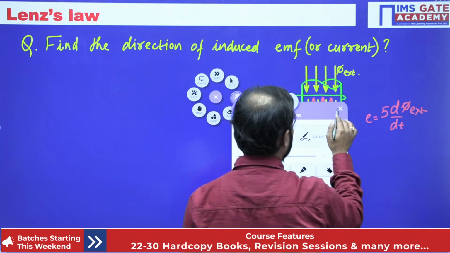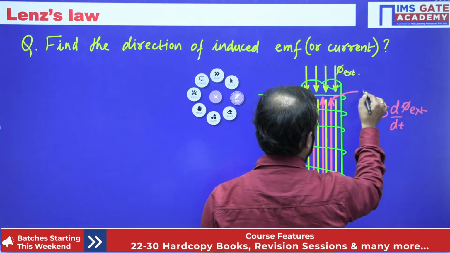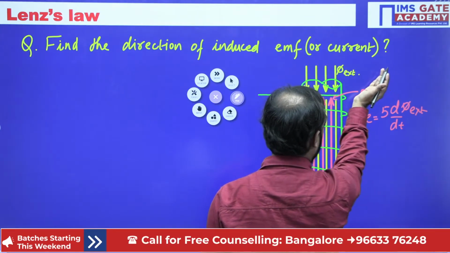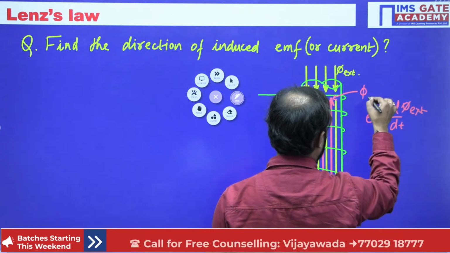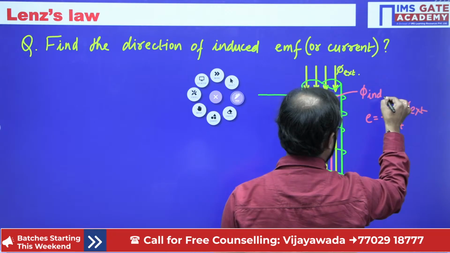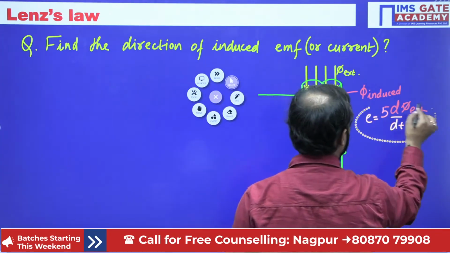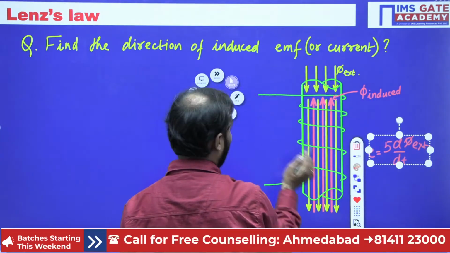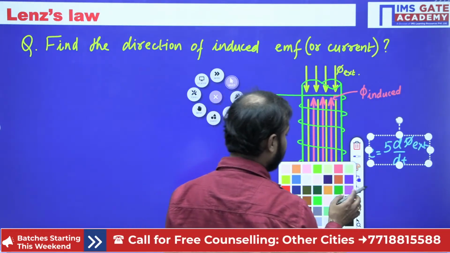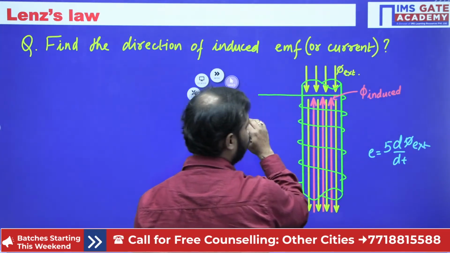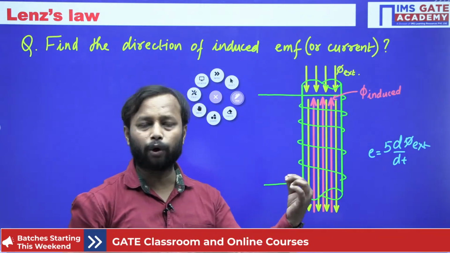So this one is basically what? This one, this is phi induced, sorry. This is phi induced. So if you closely see, phi external and phi induced are in opposite direction. So it is what? Opposition, means the net flux is what? It's going to be reduced.